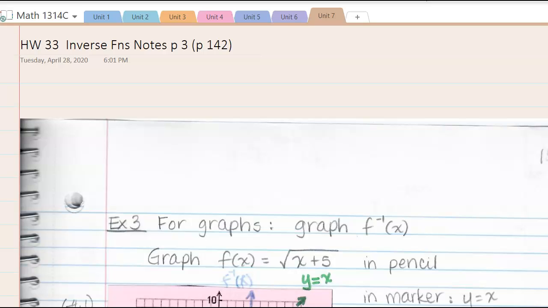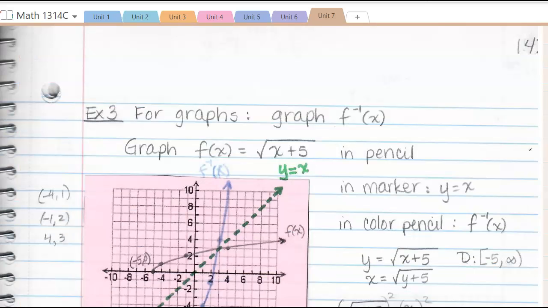This video will cover the third page of notes on the topic of inverse functions. We have discussed how to find the inverse of points, an inverse of an equation, and now we're trying to find the inverse of a graph. So let's say, for example, we are given the graph of f of x, where f of x is equal to the square root of x plus 5. Because the 5 is on the inside, we know it's going to move it 5 units to the left. So we can see the graph right here in pencil mark. That's our f of x.